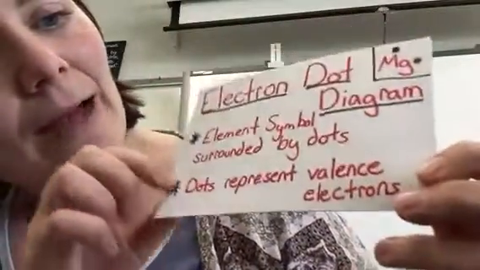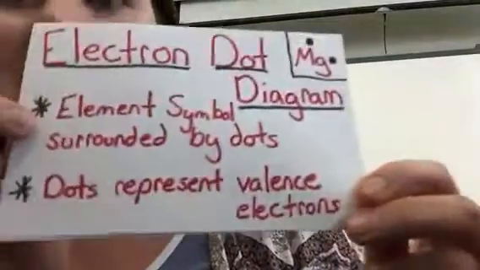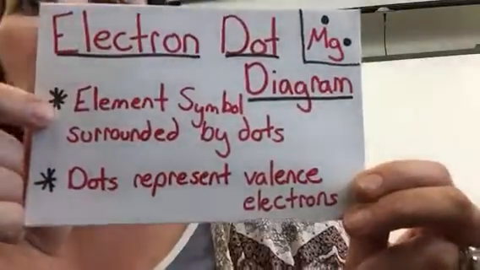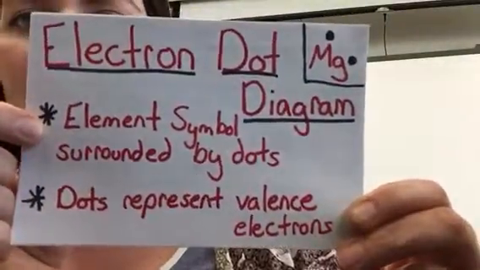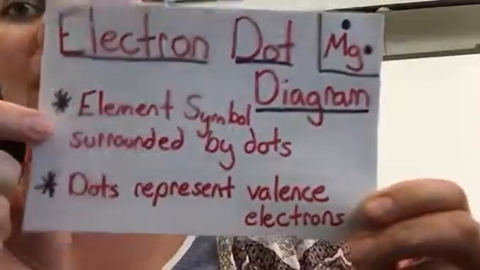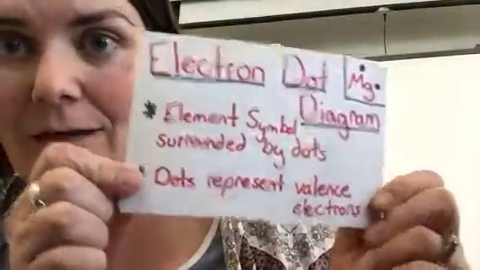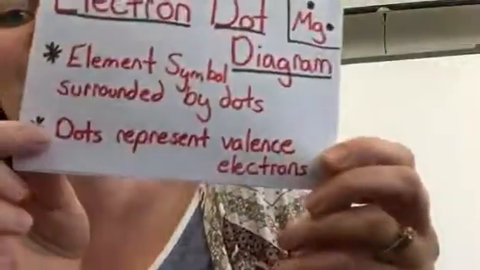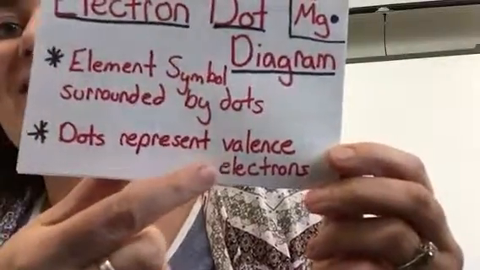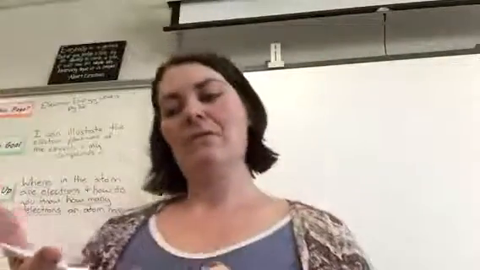And the dot diagram has to have the element symbol or that chemical symbol surrounded by dots. You're like, woo woo, whatever. Well, we're gonna get what those dots are. They're valence electrons, okay? The dots represent valence electrons.